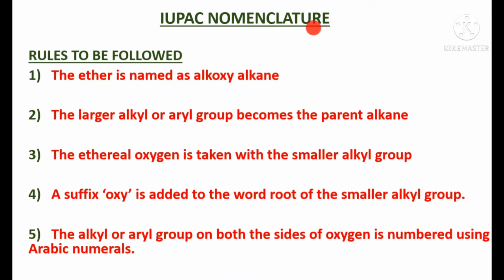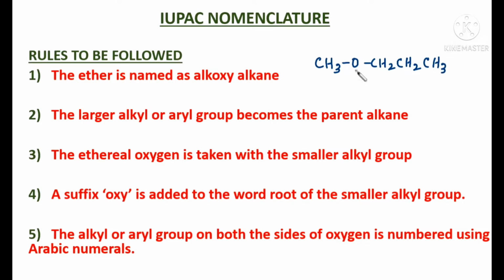Next we shall see the IUPAC nomenclature. Here also we have certain rules which have to be followed. Let us see the first rule. The ether is named as alkoxy alkane. That is, the ether is normally an alkoxy derivative of a parent alkane. And see the next one. The larger alkyl or aryl group becomes the parent alkane. So I'll give an example for this. CH3-O-CH2CH2CH3. See here.